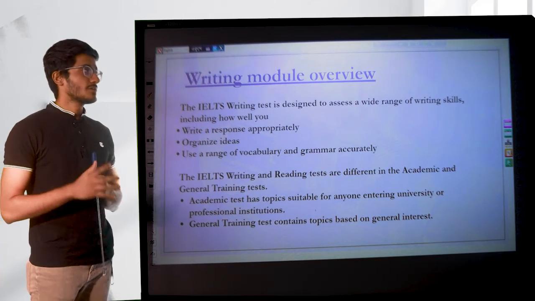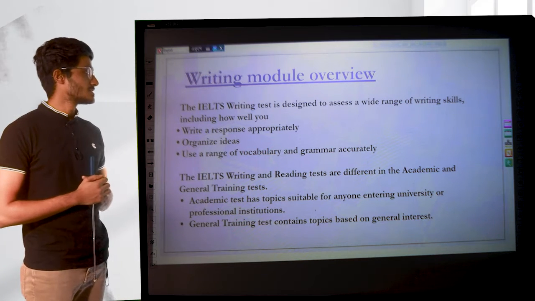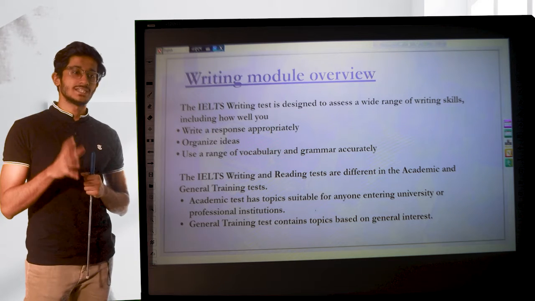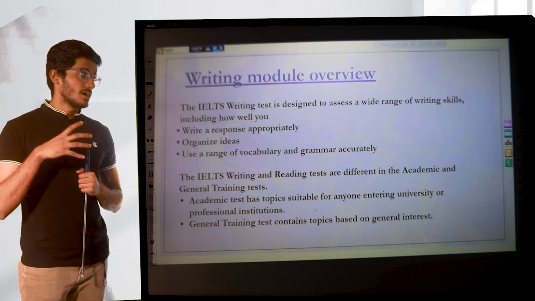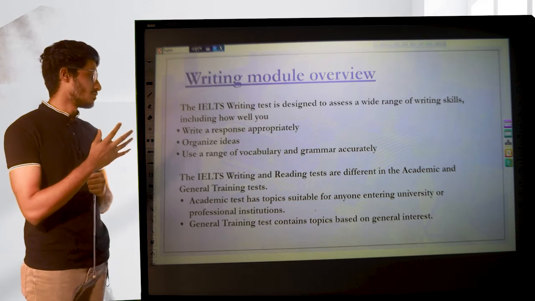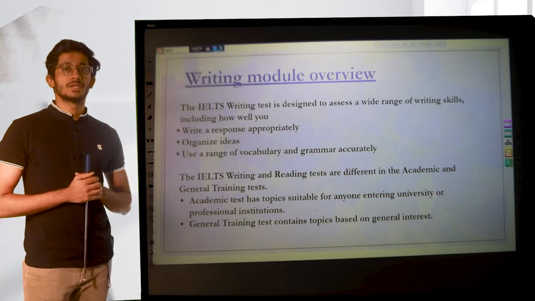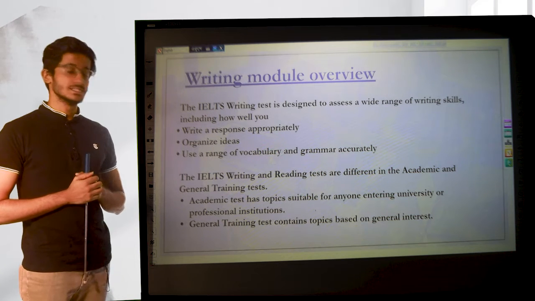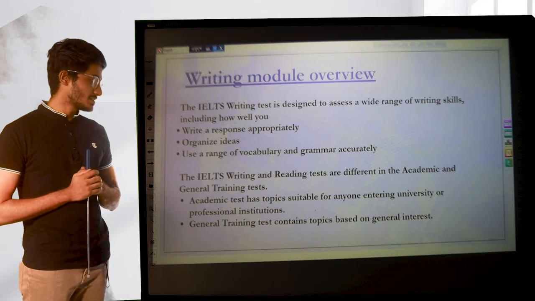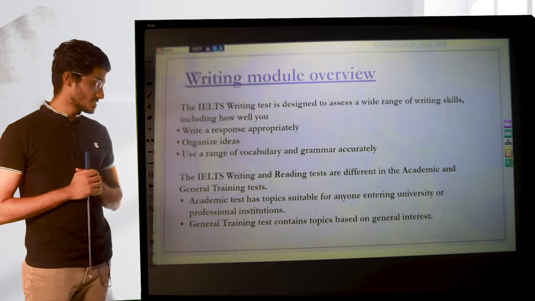So firstly, I'd like to give you an overview of the writing module and what it consists of. The writing module is going to test your writing skill and how well you can write a response effectively, how well you can organize your ideas by using a range of vocabulary and grammatical skills. The IELTS writing and reading tests are different in academic and general training tests. So there are two sets of tests.